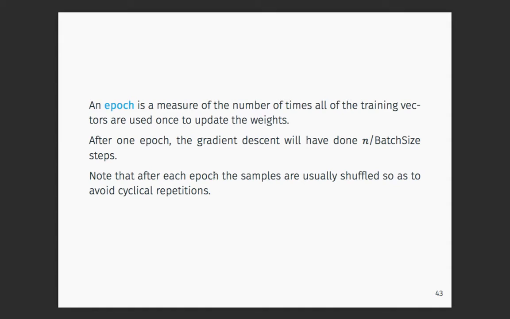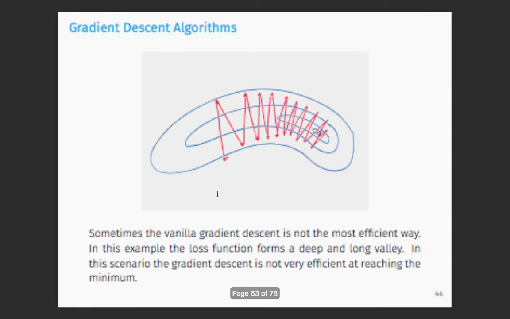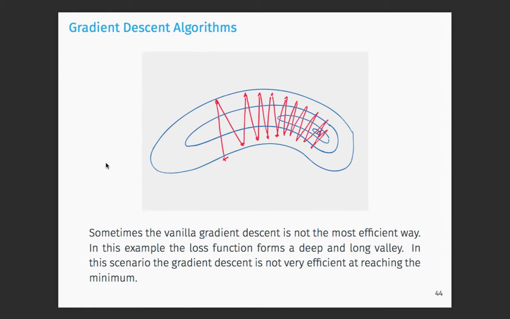One small detail here: once you finish an epoch, usually you reshuffle your data, and that's to avoid repetitions in your pattern. You don't want your mini batches to always contain exactly the same samples. So you want to shuffle things around so you don't get periodic patterns and so on. Okay, so that's for a bit of terminology.